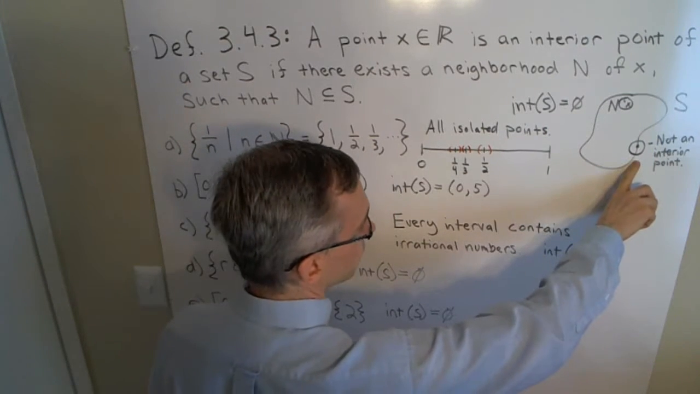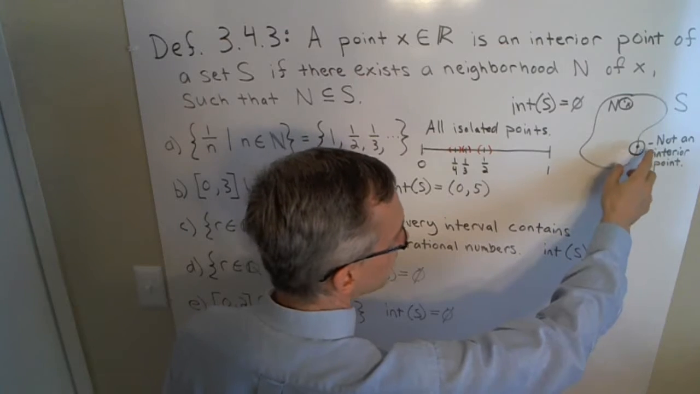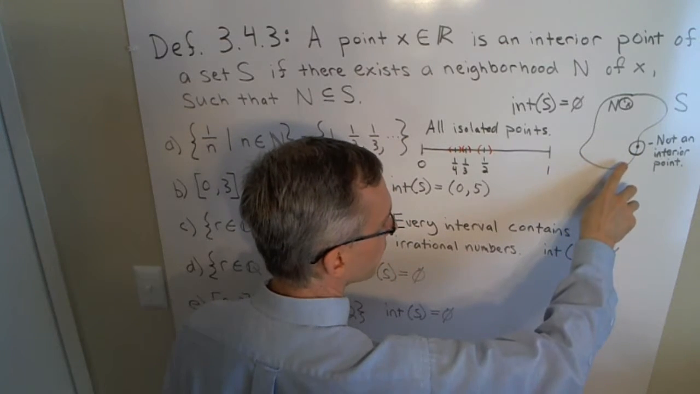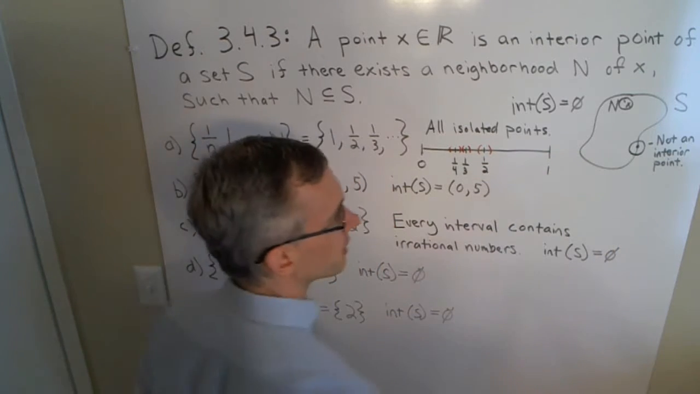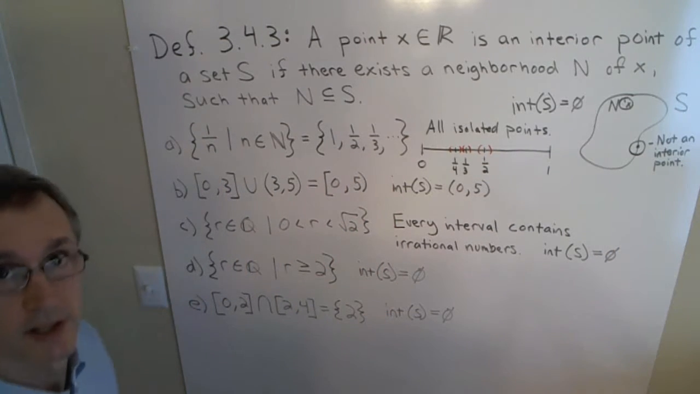But here we have a boundary point. And no matter how small we draw a neighborhood around it, there's always going to be some points not in set S inside that neighborhood. So that's not an interior point.